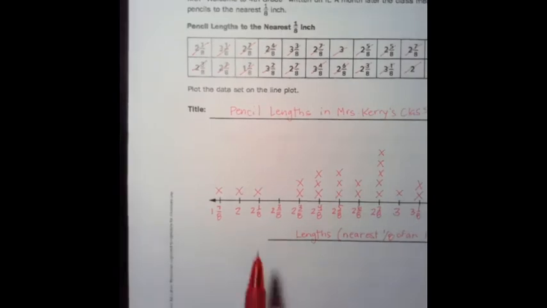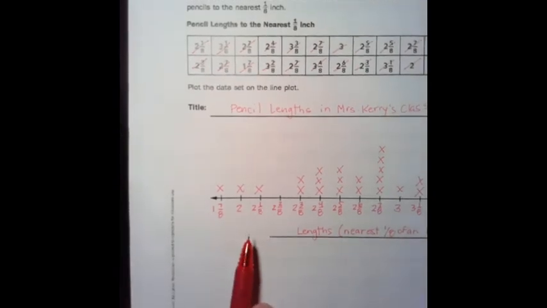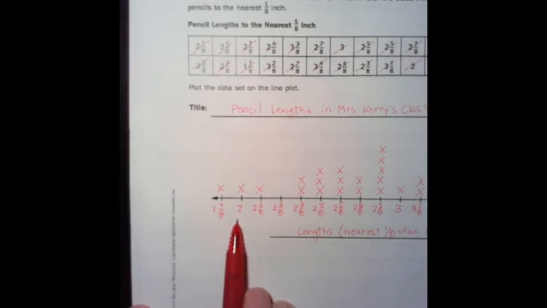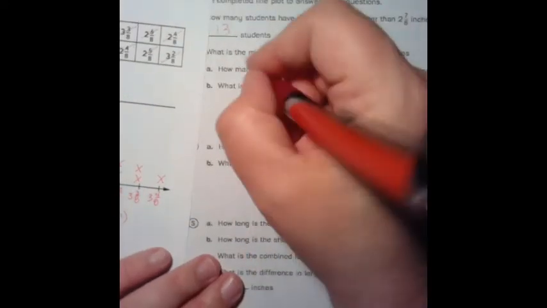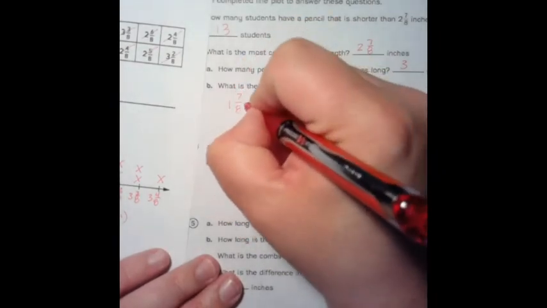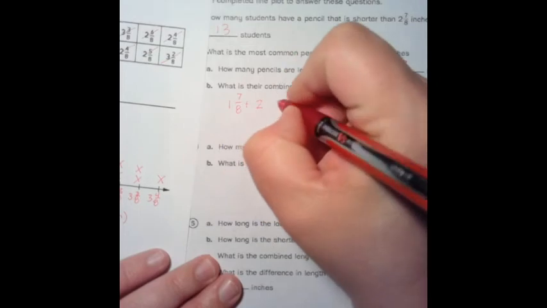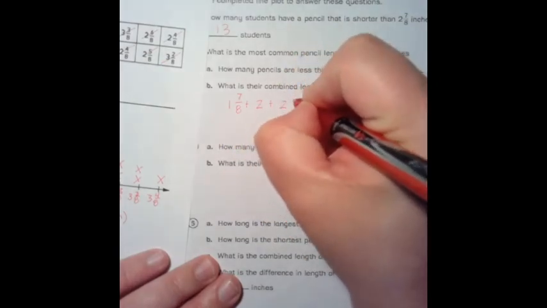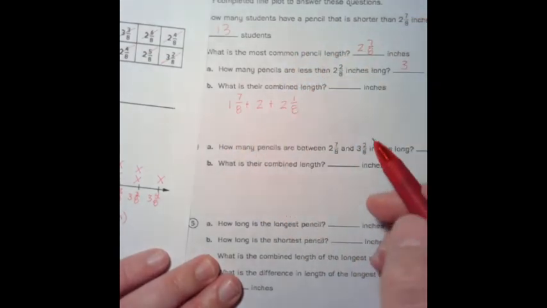But now we need to do the next one, which was what is their combined weight? Oh, sorry, length. What is their combined length? So we need to add the lengths for these 3 measurements here. So we've got to do 1 7/8. That's the length of one of those. And then the next one was 2 plus 2 1/8. So now we've got to add those 3 together.